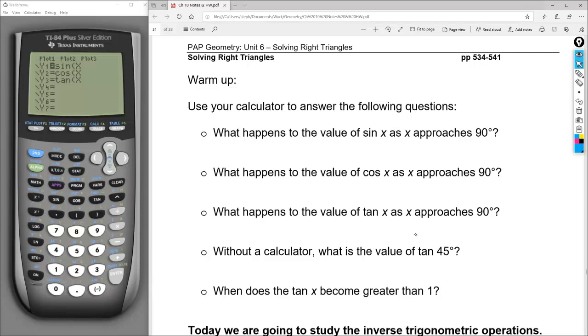Everyone, we are continuing with our unit on right triangles. So as a warm-up, what I'd like you to do is take a look at the following questions and see if you can come to a conclusion. If you have access to a graphing calculator, it might help if you plugged in and looked at the graphs to see what happens as we approach 90 degrees. If you do not, you can use Desmos or just use a graph or a chart, any of which you could find online. Okay. So go ahead and pause the video, see if you can come to a conclusion for these questions.